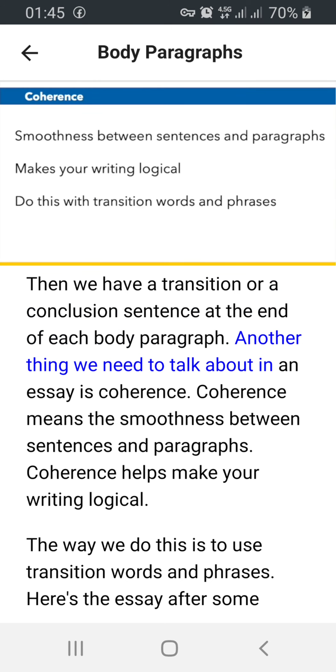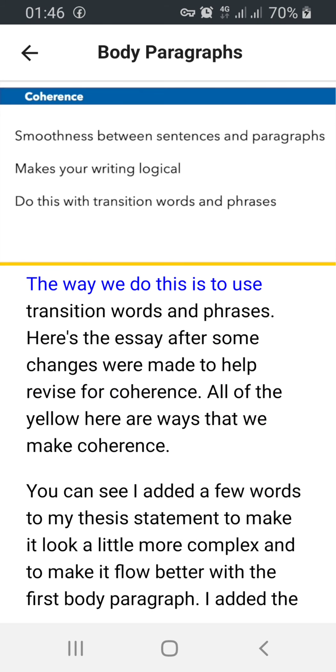Another thing we need to talk about in an essay is coherence. Coherence means the smoothness between sentences and paragraphs. Coherence helps make your writing logical. And the way we do this is to use transition words and phrases.